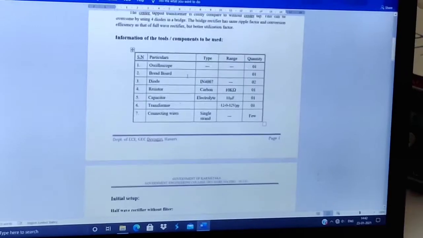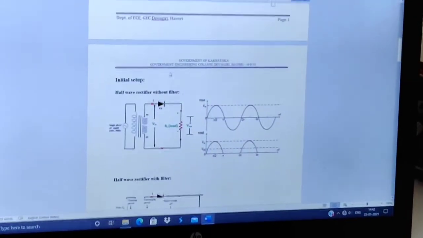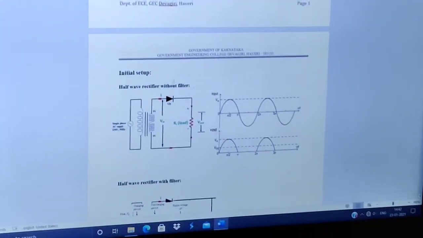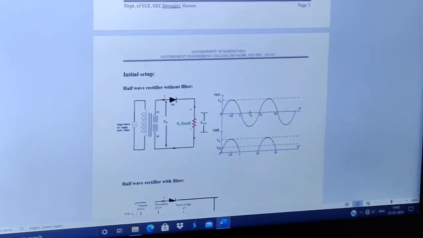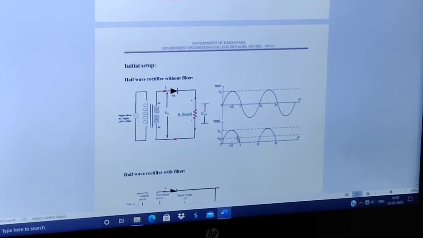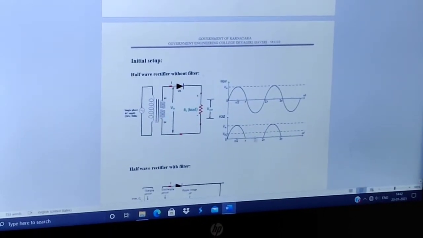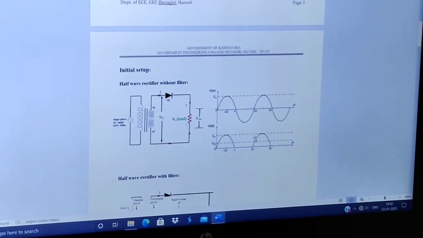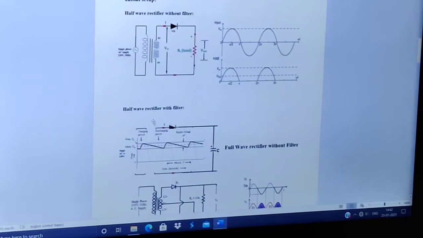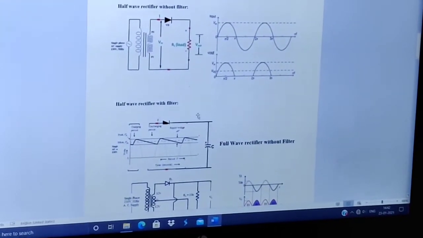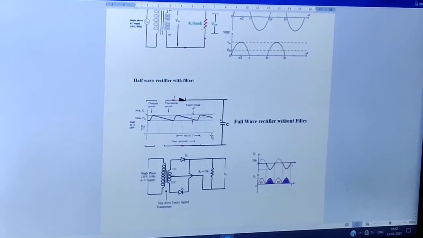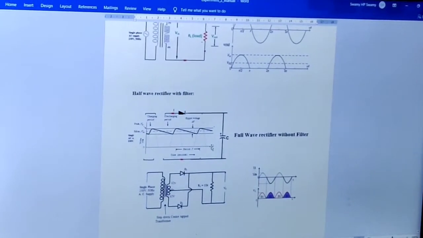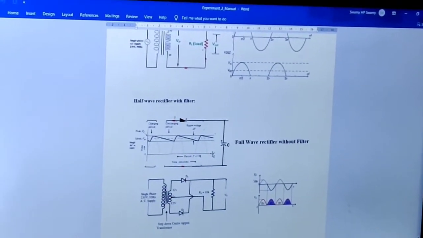Now I will move on to the initial setup for half wave rectifier without filter, which looks like this. This is the input waveform, a sine wave. You are expecting the output waveform where only the positive half cycle is rectified. Next is half wave rectifier with filter.